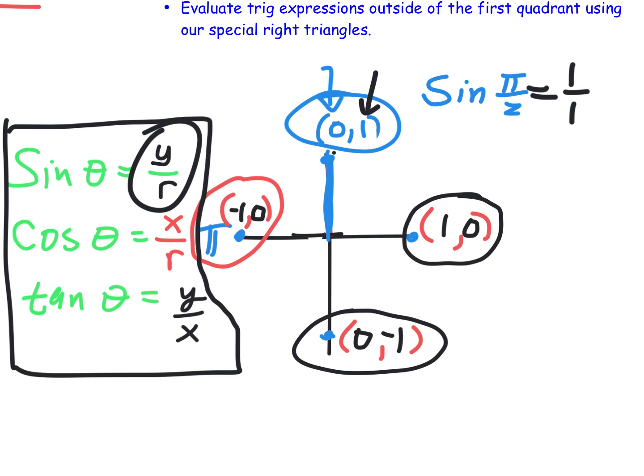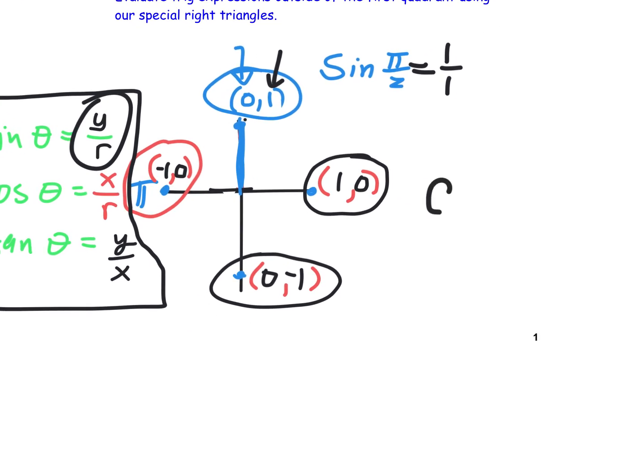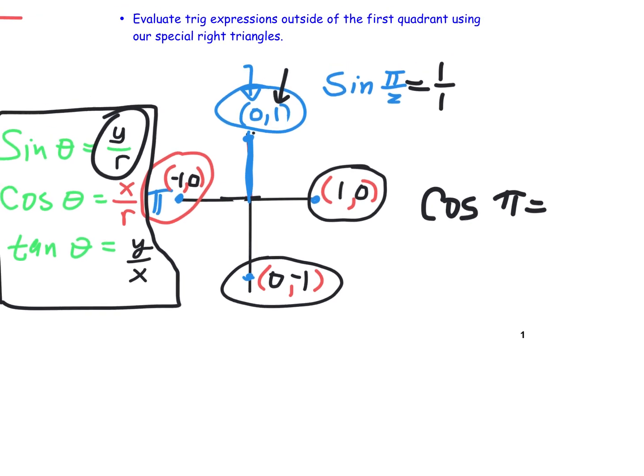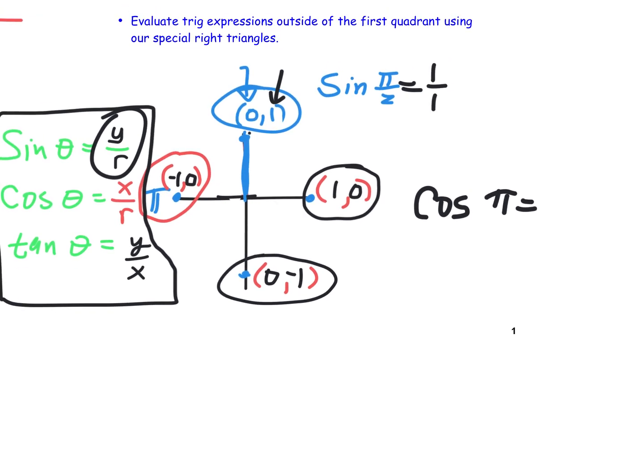Cool. Now without help, what is cosine of pi? Now some of you are going to be wondering, is the radius negative? No. Remember, the radiuses are never negative. Sides can be negative, but when you're dividing by the radius, you'll never use a negative number for the radius.